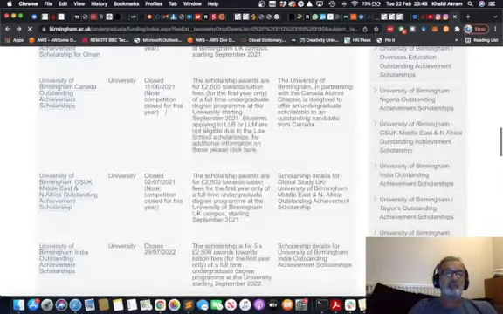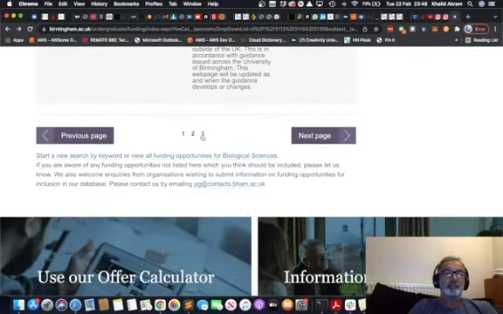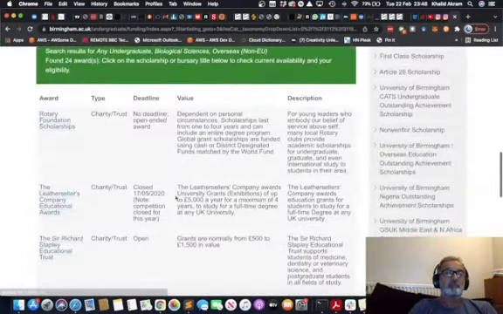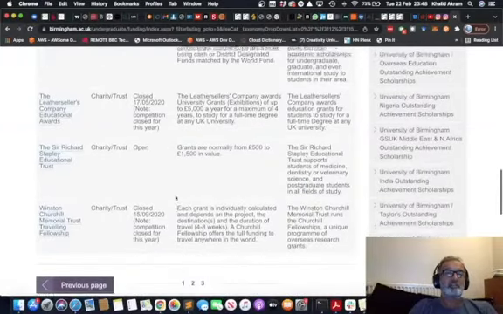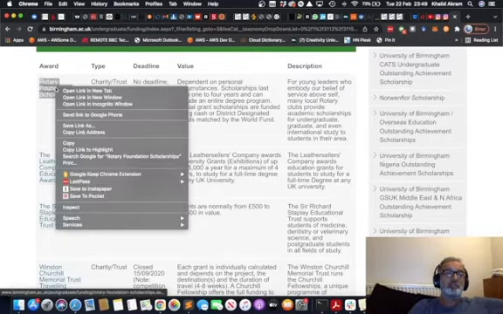What else do we have available? If I go to the next page, page 3, there's only a few left here. Here's the Rotary Foundation scholarships. Dependent on circumstances, scholarships last from 1 year to 4 years and can include an entire degree program. So this could possibly be a full degree. This may well be a full scholarship for the whole degree. Let's just have a look at it.